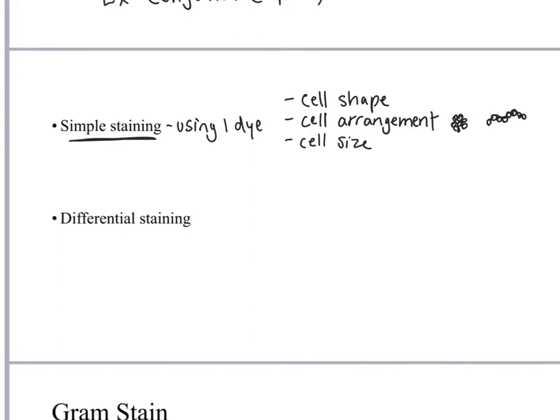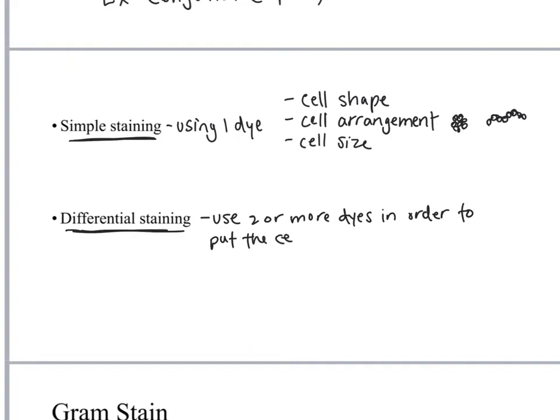All the staining procedures that we're going to do in this class are considered differential staining procedures because they're going to use 2 or more dyes in order to classify or put the cells into groups. Certain cells will be one color, certain cells another, or maybe to visualize a particular structure.